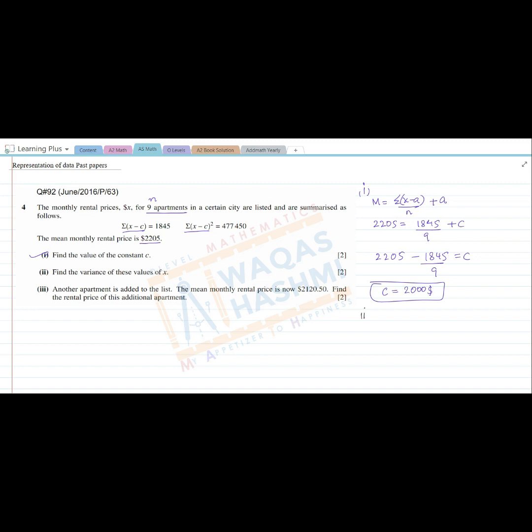Alright, for the next part 2, it says find the variance of these values of x. So what is the working formula for variance? Variance is equal to summation of x minus c whole square divided by n, minus summation of x minus c over n whole square, which we call the mean. Now we place the values: summation of x minus c whole square is 477450 divided by 9, minus summation of x minus c, which is 1845 divided by n, and whole square.